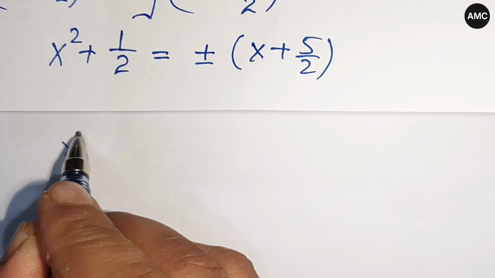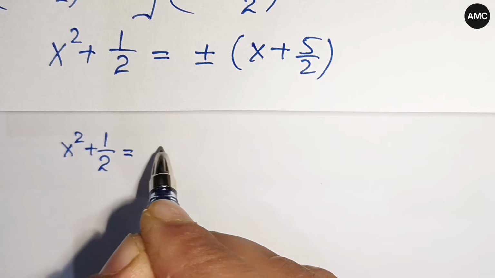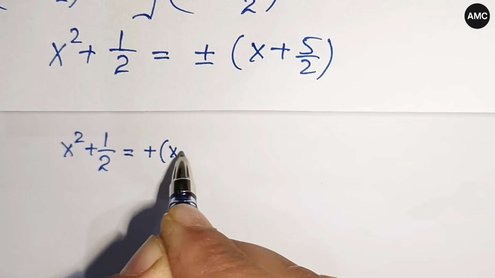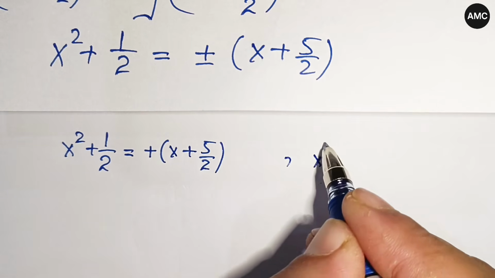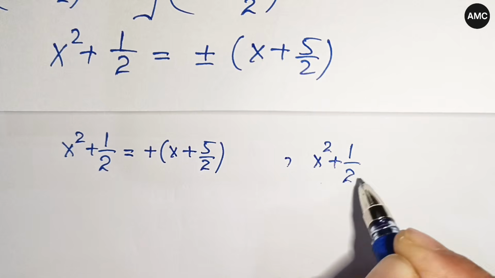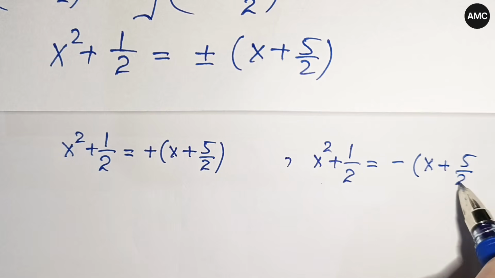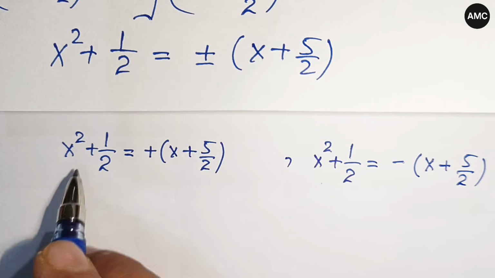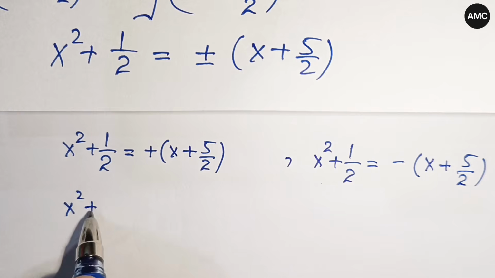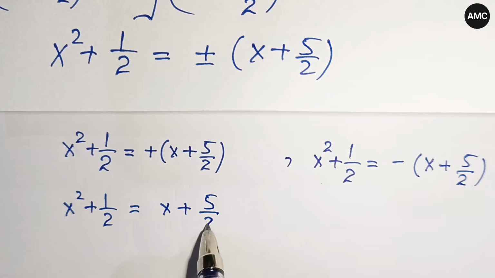Now x squared plus 1 over 2 is equal to positive x plus 5 over 2, and our second condition is x squared plus 1 over 2 is equal to negative of x plus 5 over 2. So there are two values. Now we have to find the value of x. So here x squared plus 1 over 2 is equal to x plus 5 over 2.